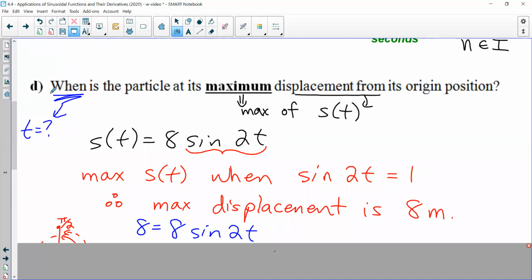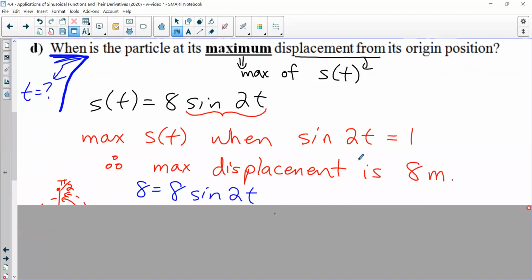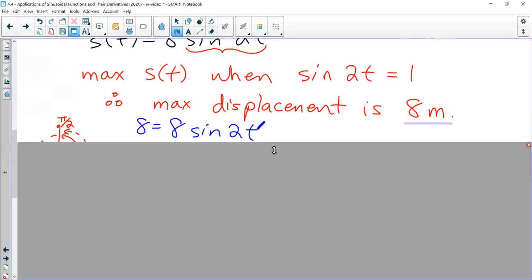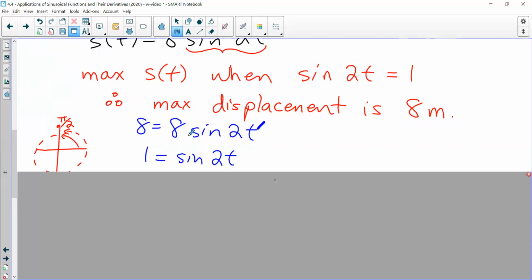Keep in mind the question was, when does this occur? So unlike that previous question that asked for maximum velocity, we do need to continue to find the t. So we found what the maximum displacement is, and we need that to set up an equation to now solve for t. So we have an equation we can solve for t. So dividing both sides by 8.